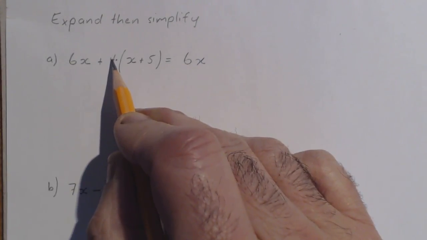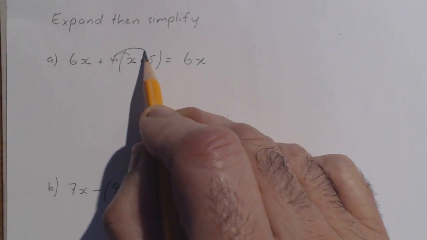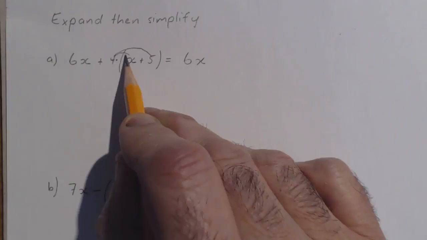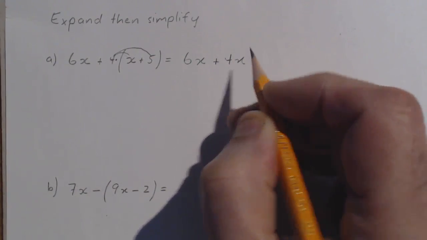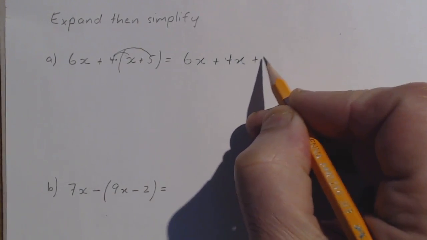Now we do the 4 times x and then the 4 times 5. So now we expand and we remove the brackets. So 4 times x is 4x. 4 times 5 gives plus 20.